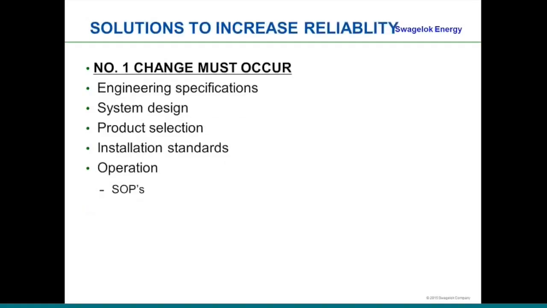The thing to increase reliability, number one, change must occur. And I said this before. Change can be engineering specification, system design, product selection, installation standards, operations per SOP, standard operating procedures. So the change is not going to be just in one area. It's going to come from all different areas, even in maintenance of the product. So to increase reliability in the steam system, number one, change must occur.